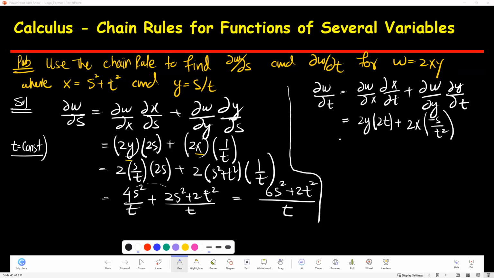I'm going to do the same thing here. Let me just write here: s is constant for this guy, and t is constant for this partial derivative. I'm going to get rid of this y and x just like I did earlier. So s over t and 2t, plus 2 times s squared plus t squared, minus s over t squared.